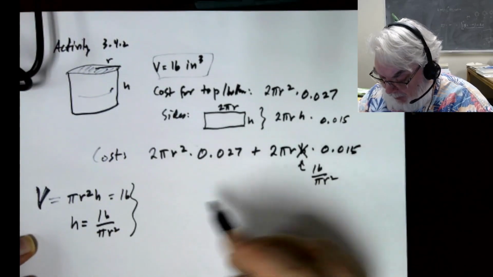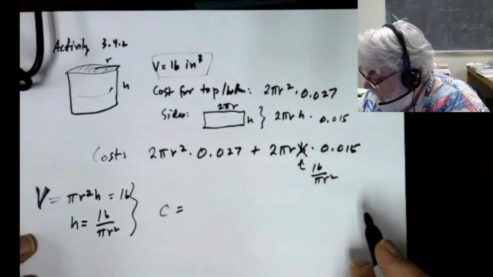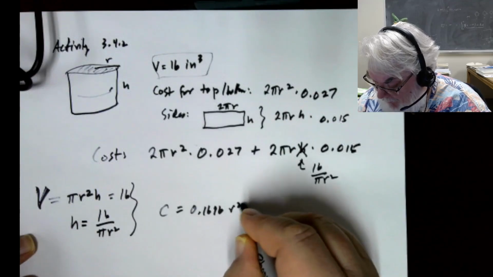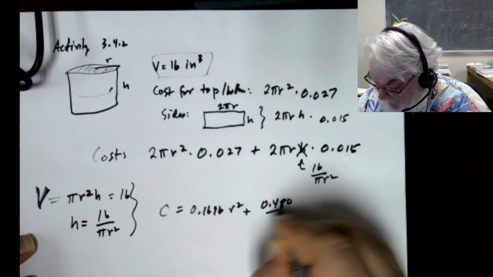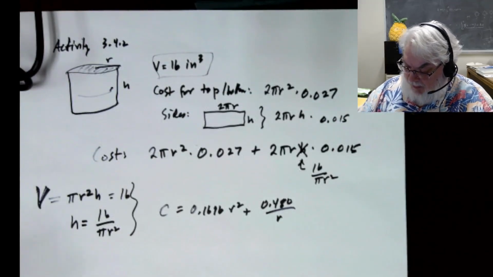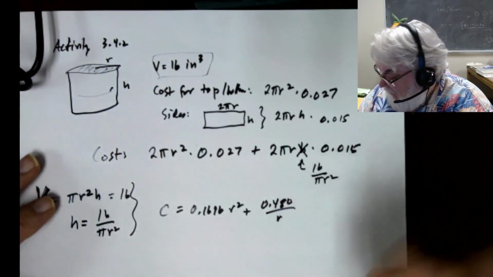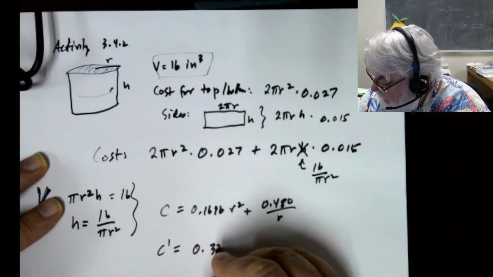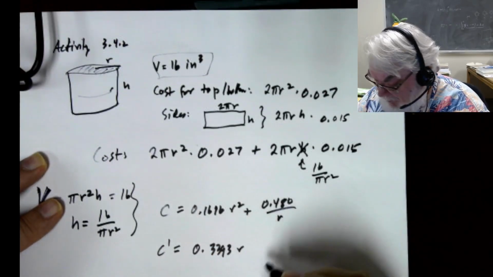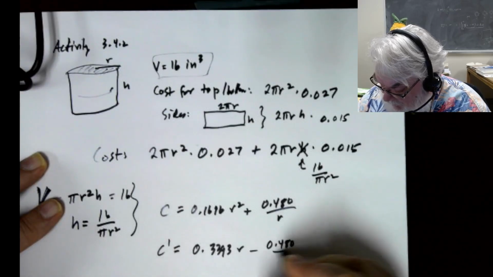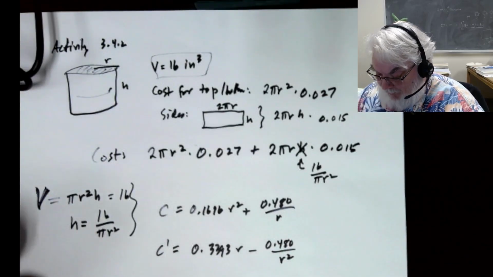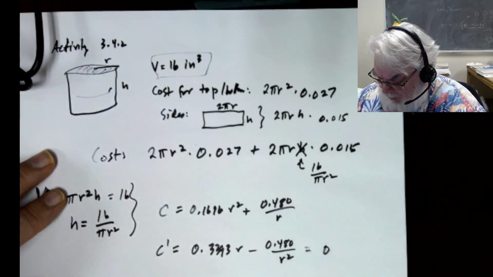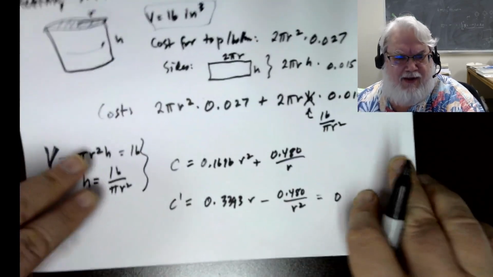Now if we simplify our cost function a little bit with some numerical evaluations, we get 0.1696 r squared plus 0.480 divided by r. So now it's easy to compute the derivative: 0.3393 r, that's an approximation, minus 0.480 divided by r squared. Set our derivative equal to 0 and solve for r. It's not too hard to do that.